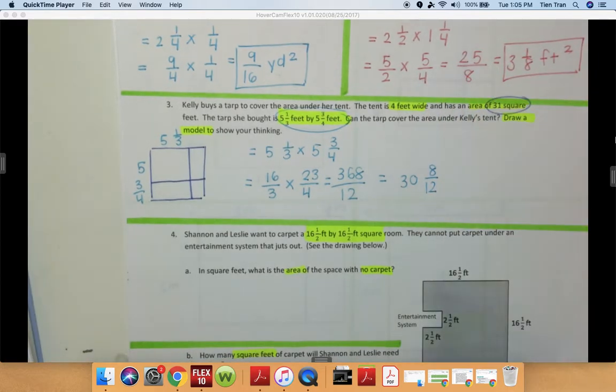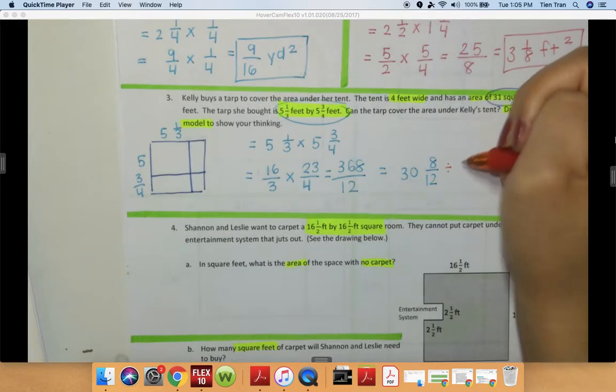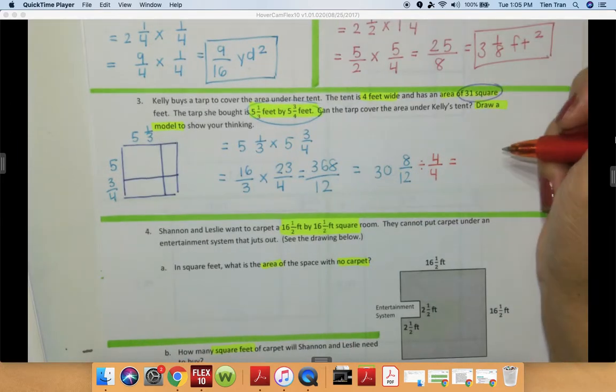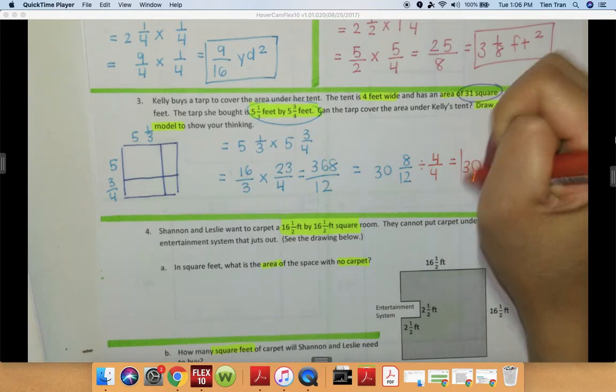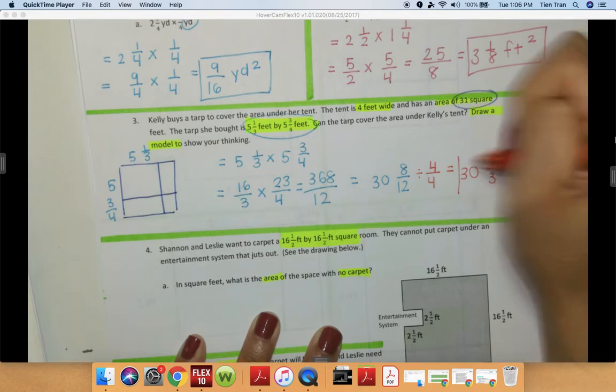But I'm not quite done yet. I can actually divide the top and the bottom number by 4 to simplify it. So my final answer is actually going to be 30 and 2/3. Oh, I almost forgot my units. Feet squared.